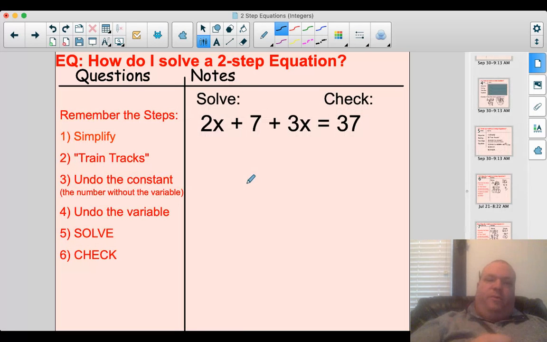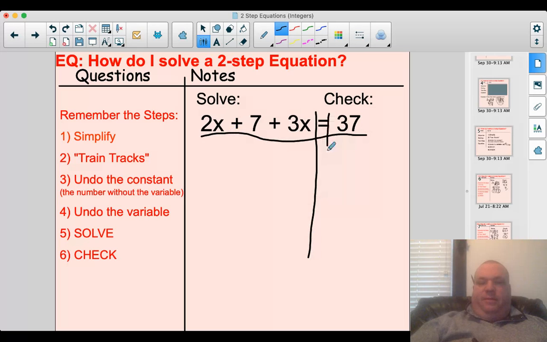All right, so here's the first one where we have a little bit of simplifying we need to do. Okay, if we're going to get x by itself, we need there to only be one x. Right? I need to have it in one place. So if I have a 2x and a 3x, I can start by simplifying and combining those to make it 5x. 5x plus 7 equals 37.